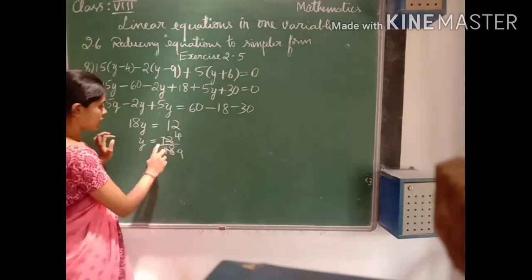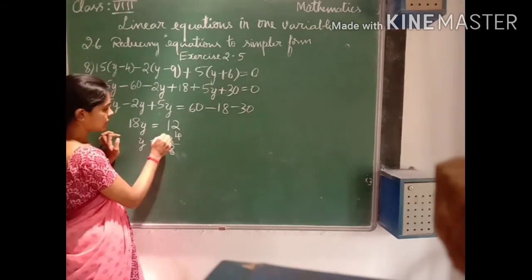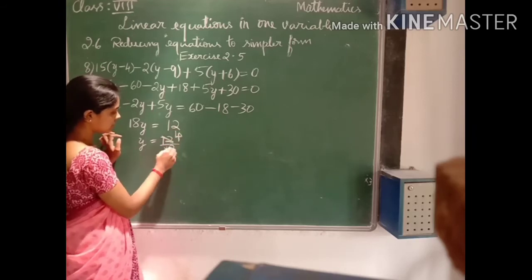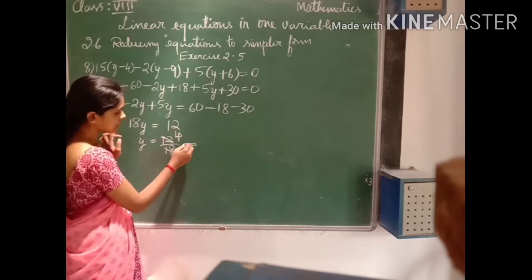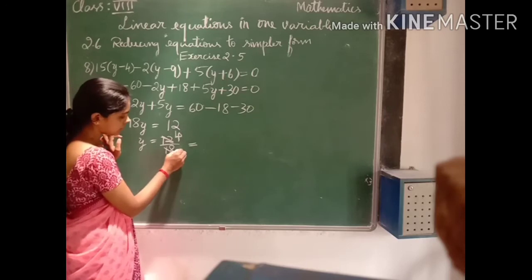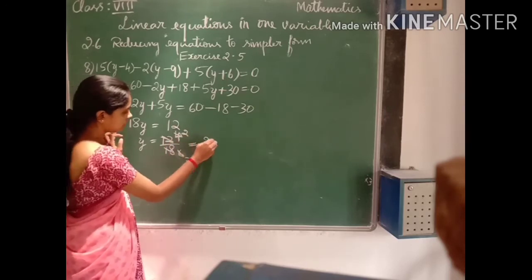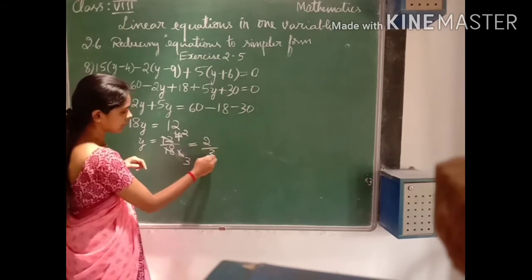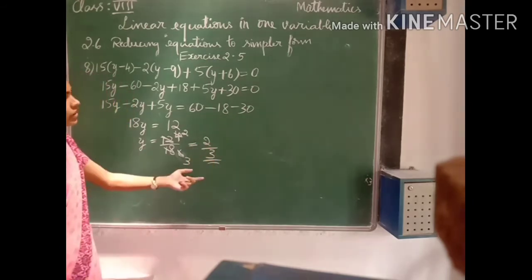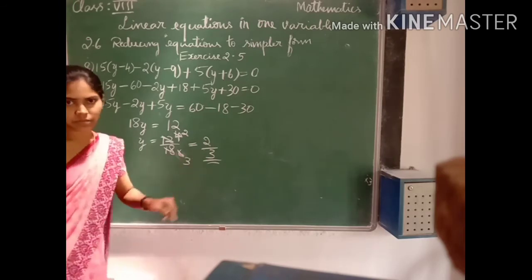Which table? You can take the 3 table. 3 4s are 12, then 3 6s are 18. So that is equal to, next 2 table, 2 3s are 6, 2 2s are 4. So the value of y is 2 by 3. Got it? The solution for the value of y is 2 by 3.